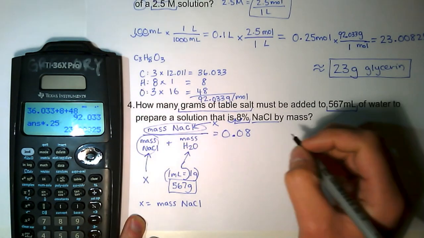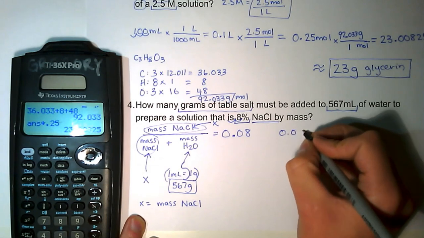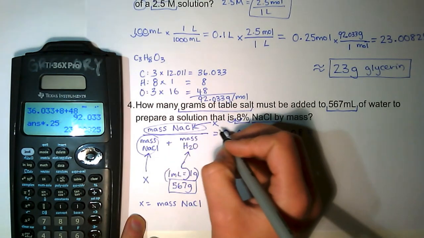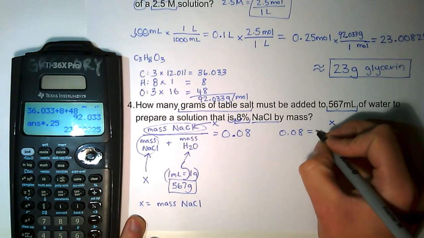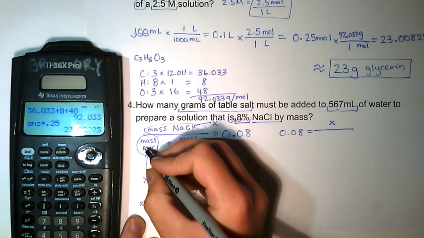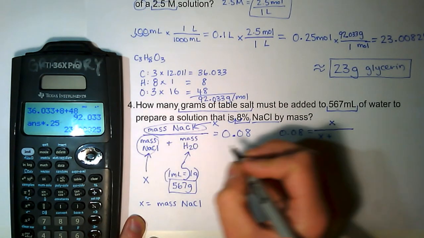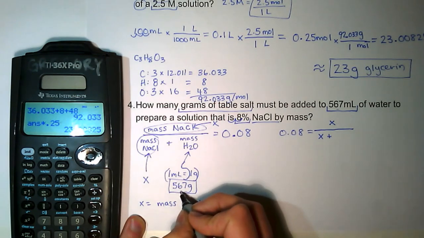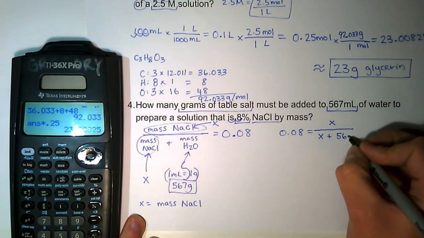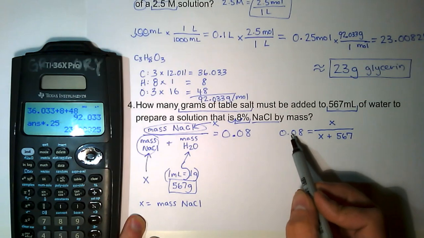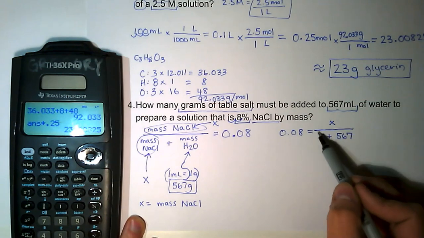So let's substitute in some values. So we have 0.08 is going to be equal to mass of NaCl, which we said we're going to put in x, divided by mass of NaCl, so x, plus the mass of H2O, which we know to be 567 grams. So we have 0.08 equals x over x plus 567.